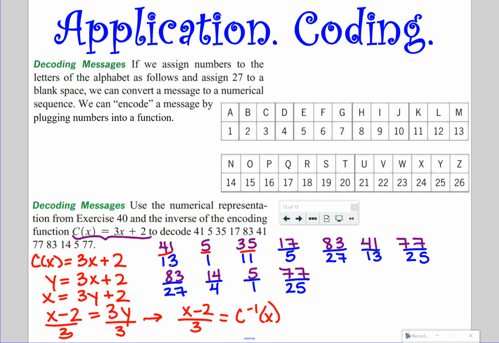So 13 is an M, 1 is an A, 11 is a K, 5 is an E, and then remember 27 is a space. Okay, so I'll just put a little underscore there. 13 again is M, and then 25 is a Y, and then a space, and then 4 is a D, 1 is an A, and 25 is a Y. So the message that was encoded is make my day.